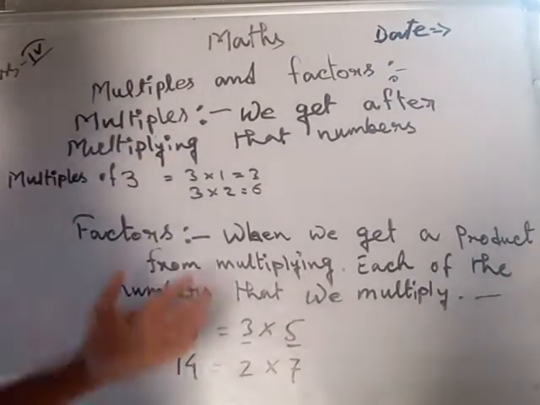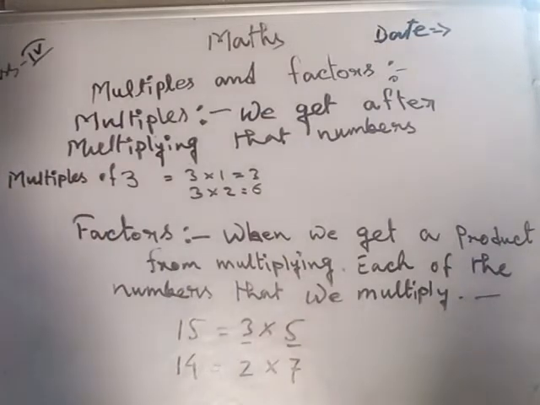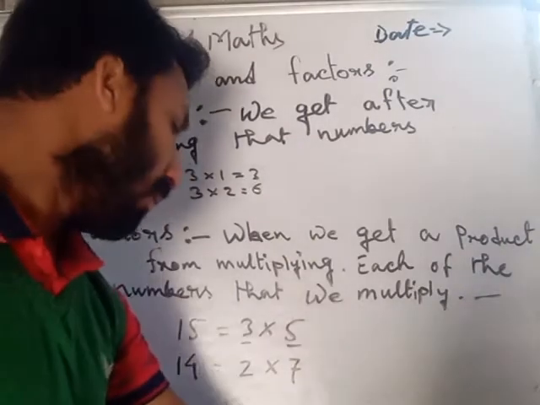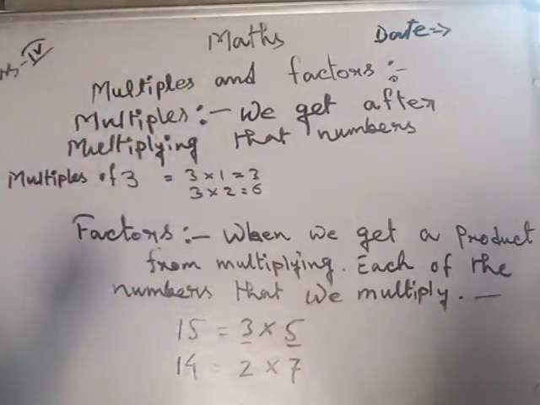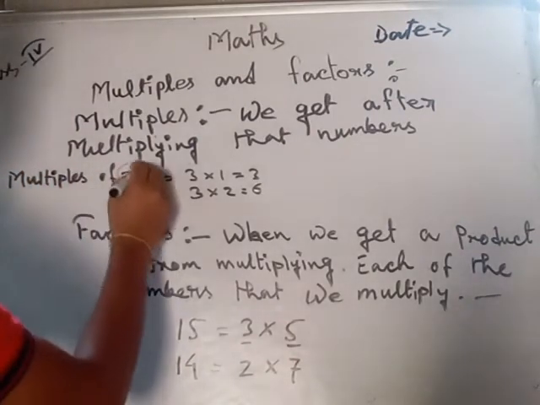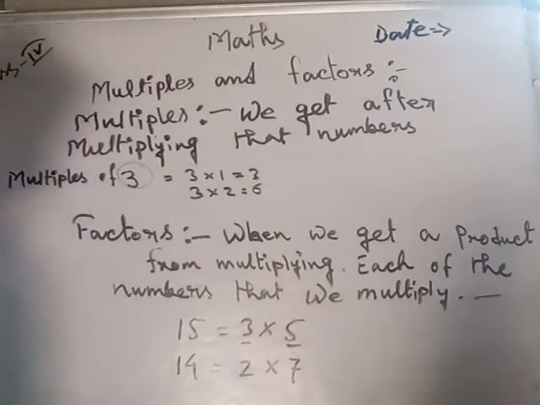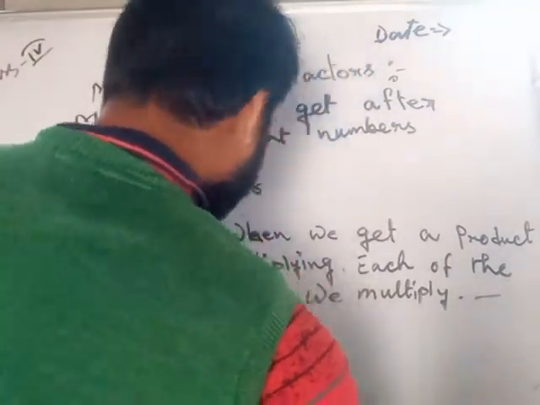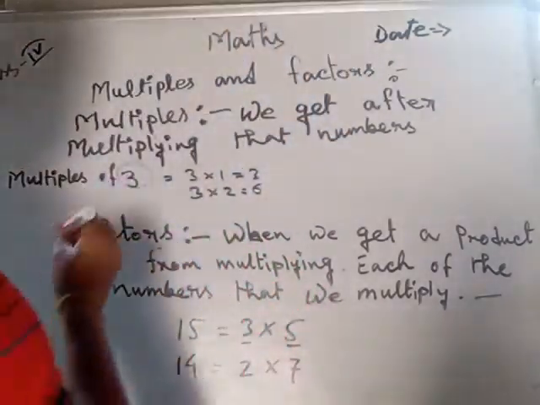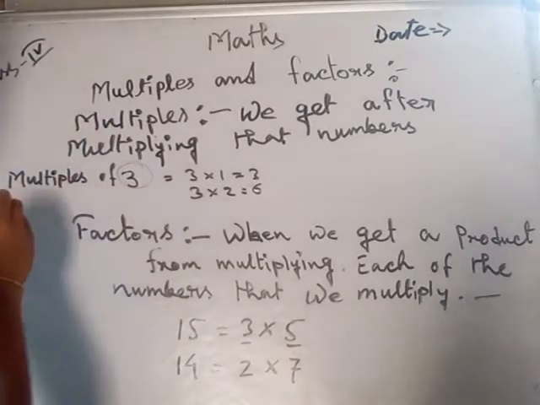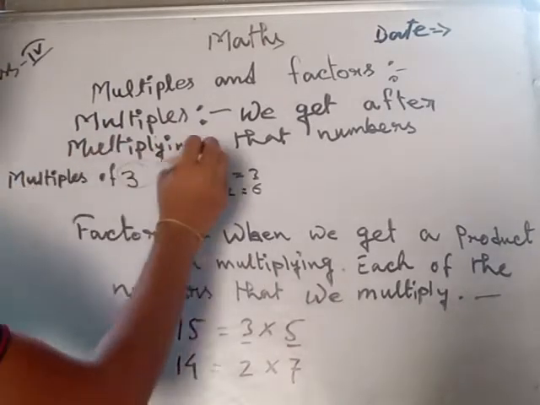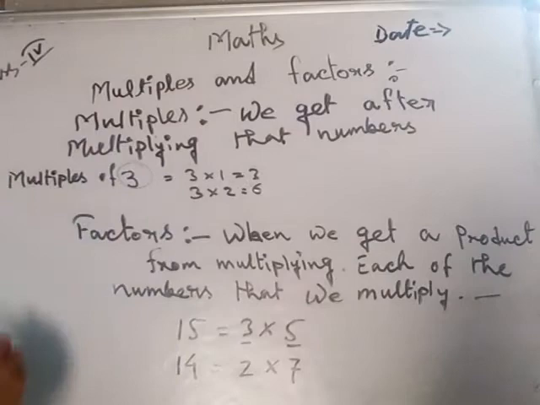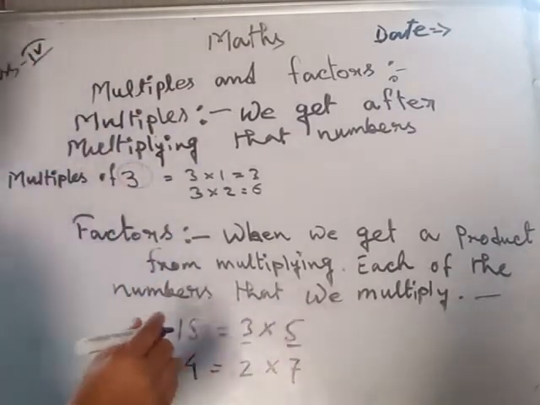Today I will discuss multiples and factors from class 4. What are multiples? What are factors? Multiples means the table of that number. That means we get the product after multiplying, and that is called a multiple of this or that number.